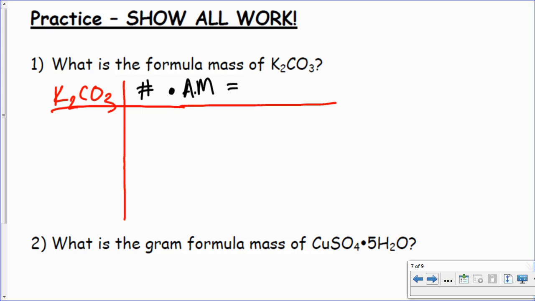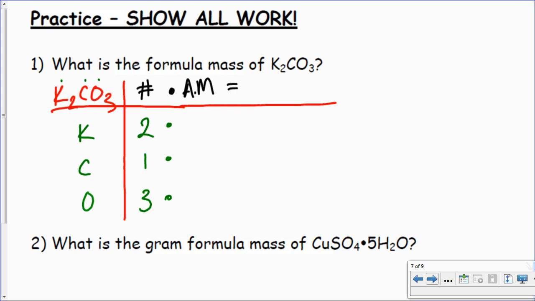So on the left side of the brackets here, I'm going to put a K, C, and O, because those are the 3 elements that we have in this particular compound. K, we look for the number. How many Ks do we have? We got 2. How many carbons we got? We got 1. How many oxygens we got? We have 3. So we multiply, multiply, multiply.